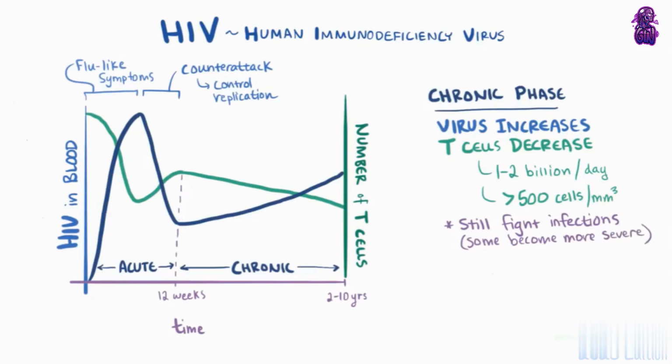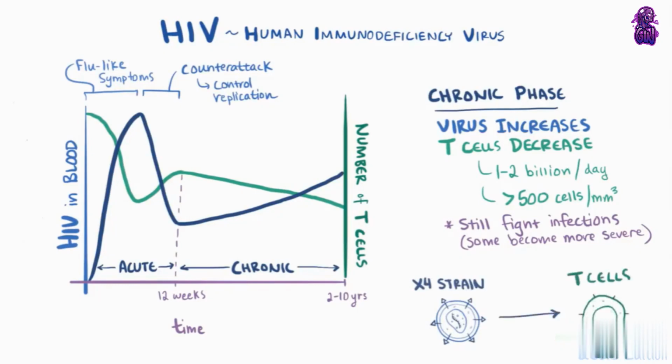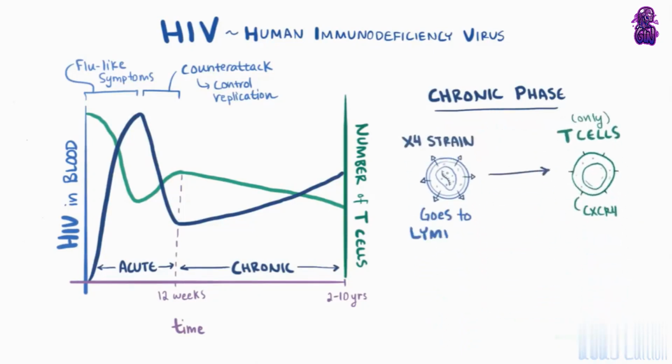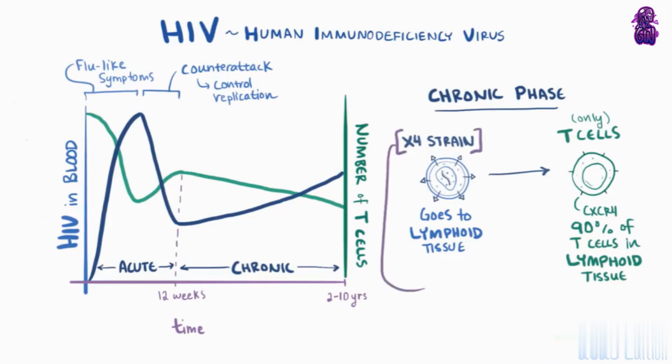Now remember how HIV can create mutations? Well, during the chronic phase of HIV infection, it's worth pointing out that some patients develop an X4 strain of HIV, which targets the CXCR4 co-receptor, which is essentially only T cells. These X4 strains kind of lay low in the lymphoid tissues and steadily destroy CD4 T cells, since about 90% of T cells are found in the lymphoid tissue. Not all patients develop the X4 strain though, so it's not completely clear what the presence of this strain implies about the disease course.